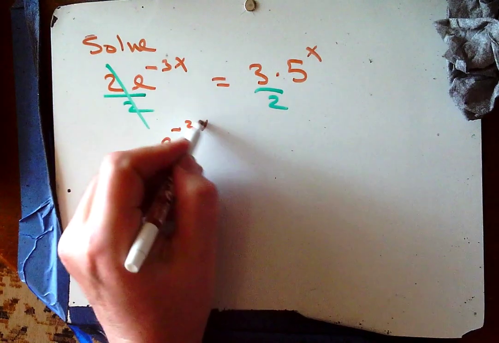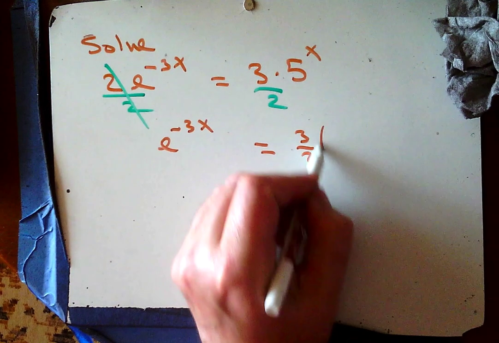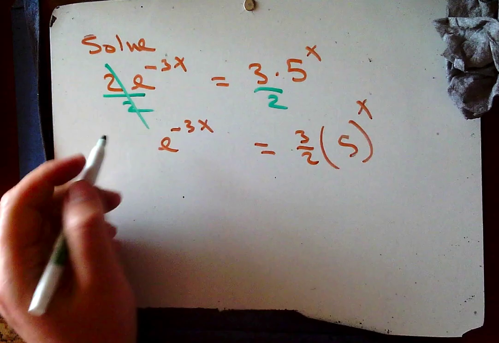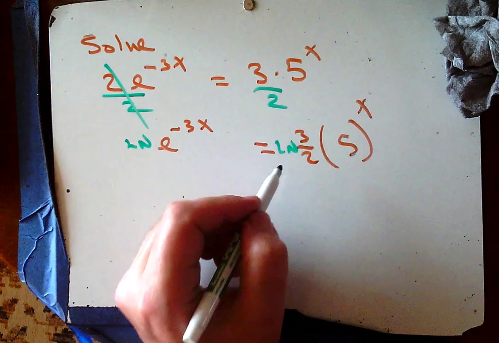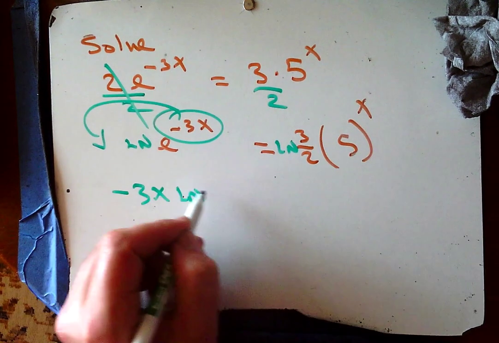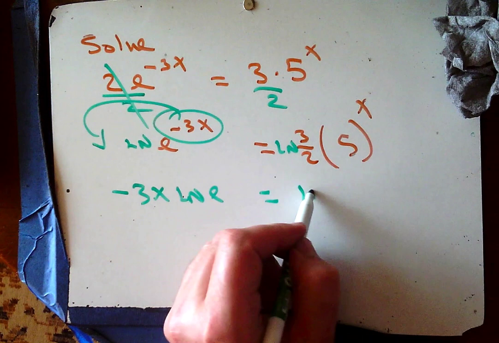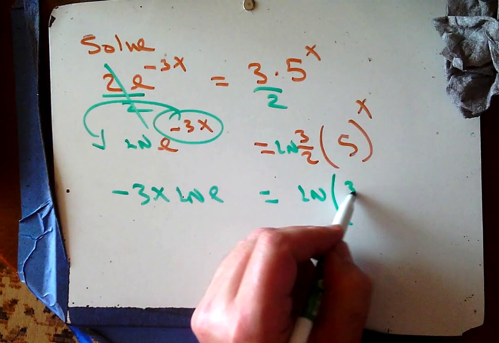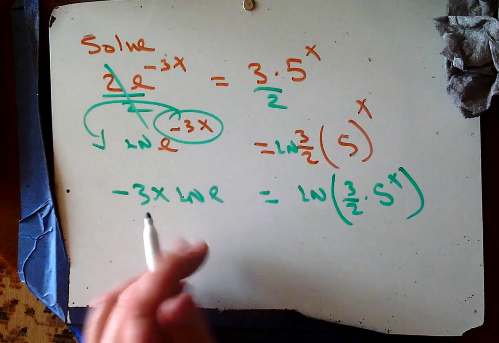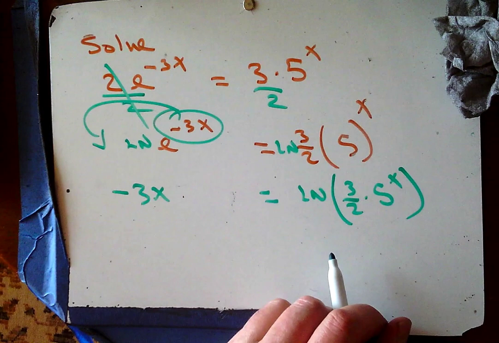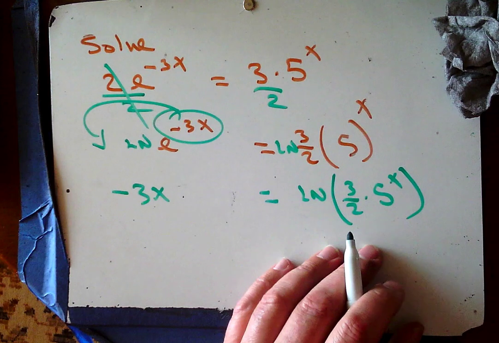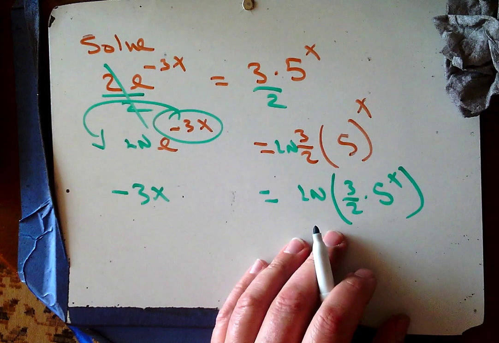E to the minus 3x equals 3 halves times 5 to the x. Now, I'm going to take the ln of both sides and use the power rule. So negative 3x ln of e equals ln of 3 halves times 5 to the x. I know the ln of e is 1, but what can I do over here? The only thing I think to do is to exponentiate.